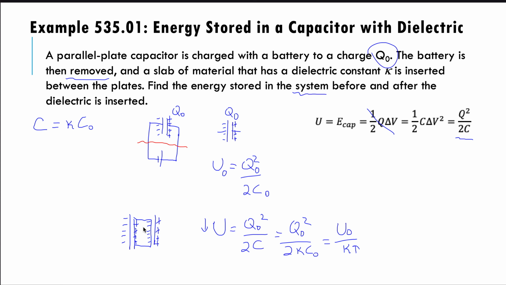One way to understand that the energy decreases when we put it in is to think about taking it out, where the energy increases. To take it out, we have to do work on this dielectric since it doesn't want to get out. We have to do work to take it out, so the energy increases when we take it out. That means the energy decreases when we put it in.